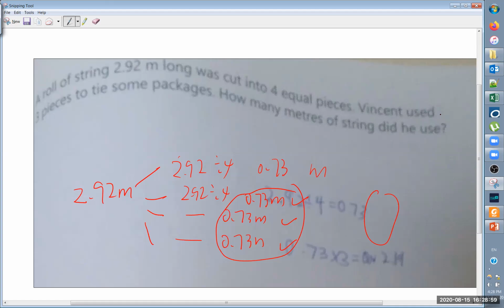Okay, next. So remember, next time if you get an answer and you get more than the initial number, you should question yourself. It's just like your mom gives you $10, and then you come back and say, oh mom, this is the left. Then your mom counts, it's $11. Something is not right. How can you start with $10 and end up with $11? Doesn't make sense. Okay? Next.